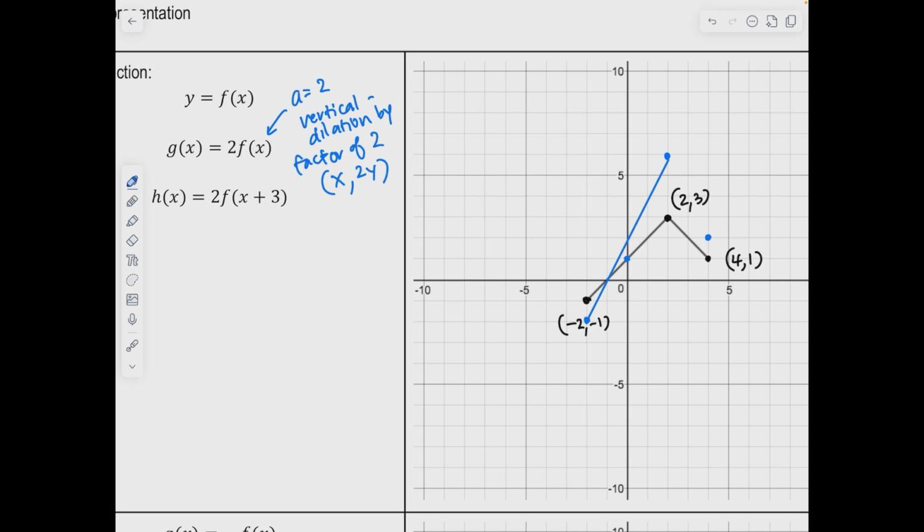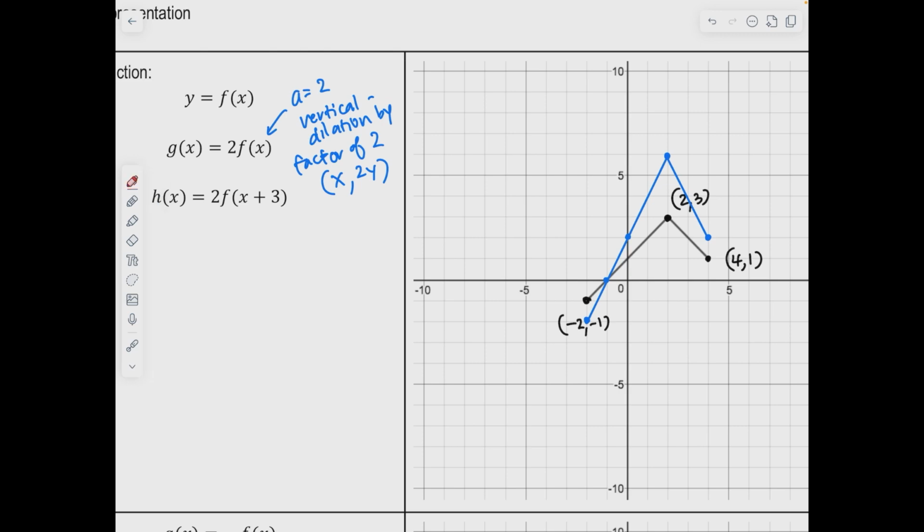Oh, sorry, not 0 times 2. 1 times 2 would be here. The 0 that should still be there is the x-intercept because the y value is 0. So this is 2f of x. All I did was I doubled it. I gave it a vertical dilation.